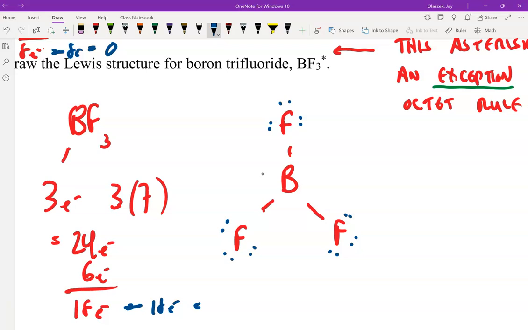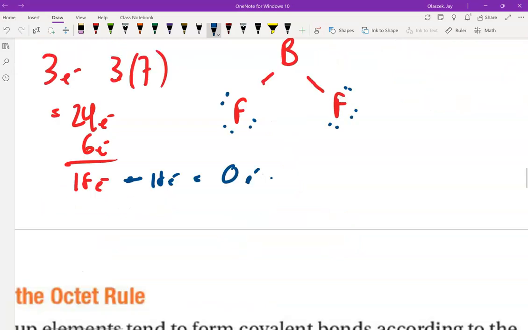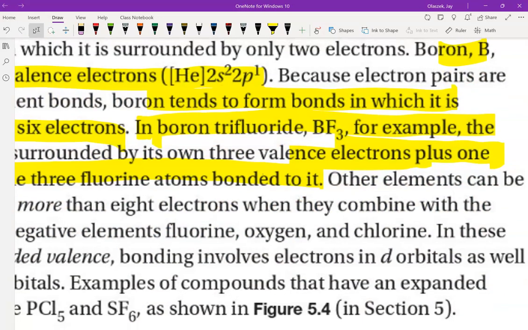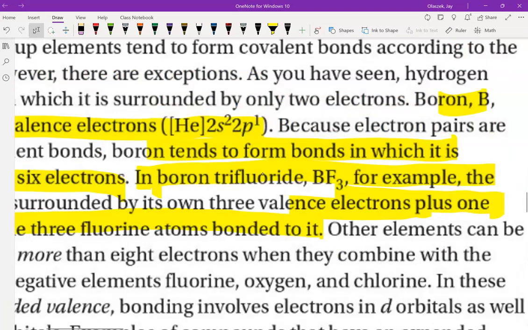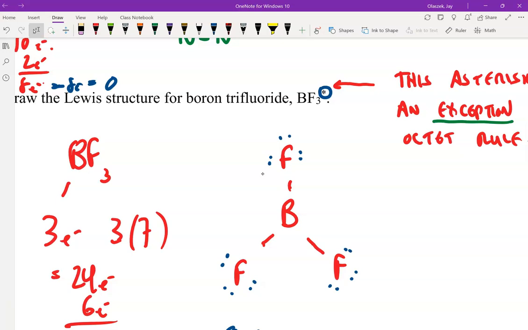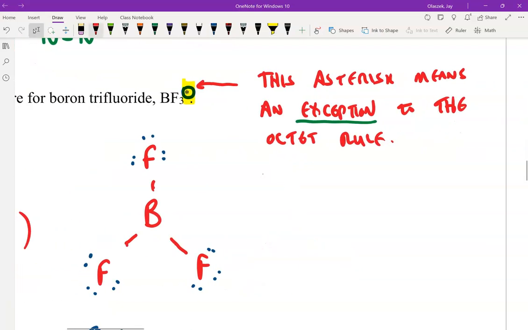And so how are we going to do this? The cool part is that this asterisk tells us that we don't have to do anything else because boron, as this particle says, is surrounded by its own 3 valence electrons and 3 fluorine atoms. It violates the octet rule, and every time we see this little asterisk, it means that we can just leave it alone. So the answer to this one looks like this. Boron with 3 fluorines, and that's all we do. All right, see you on the next one.